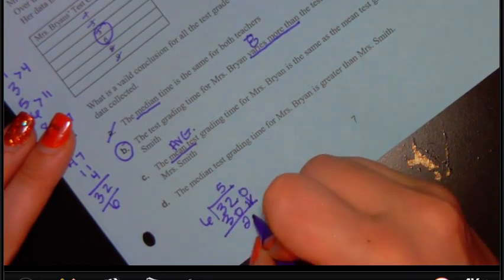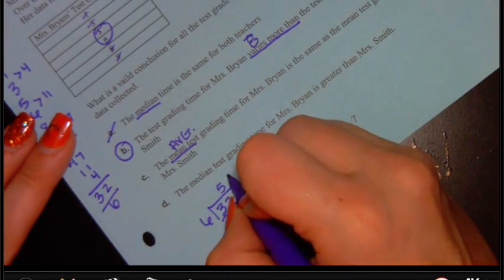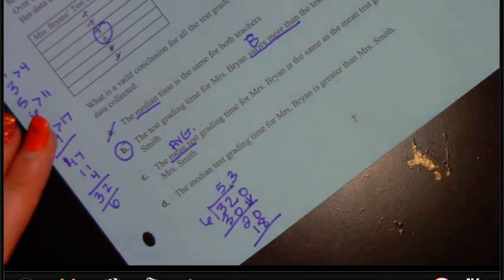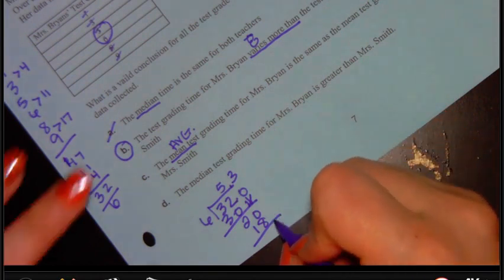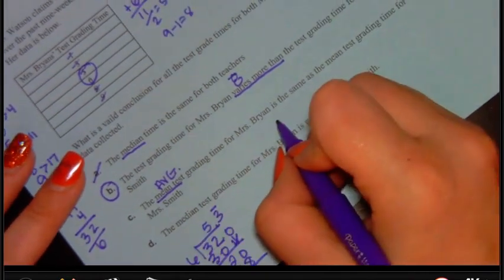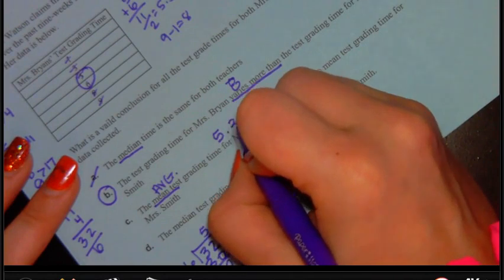2, bring down the decimal. 6 can go into 23 times at 18. And I believe this number is going to go on and on and on. You're going to end up with that. So Mrs. Bryan's average is 5.3 repeating.